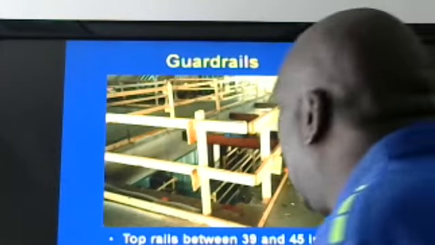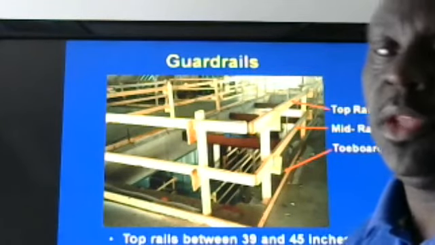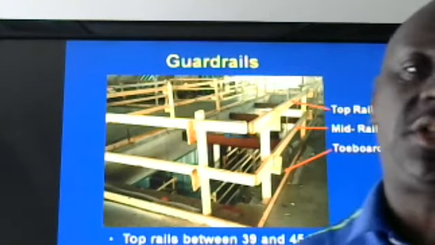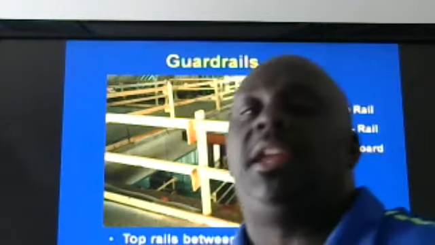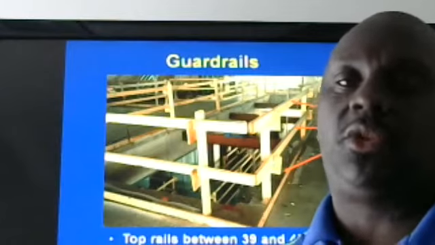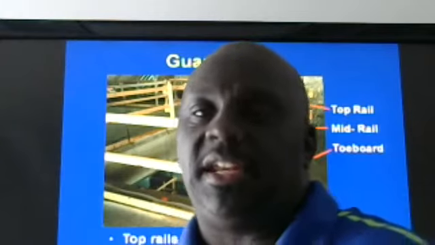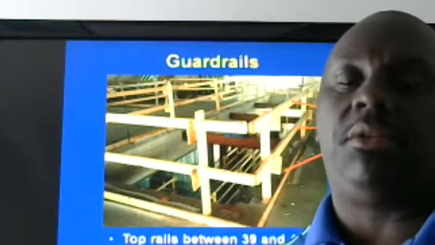So you got the versatile fall arrest system. We're talking about the guardrail systems here. Everybody in construction knows that your top rail is always going to be 42. Your mid rail is always going to be 21. And then your toe board is always going to be 3.5 inches off of the ground.